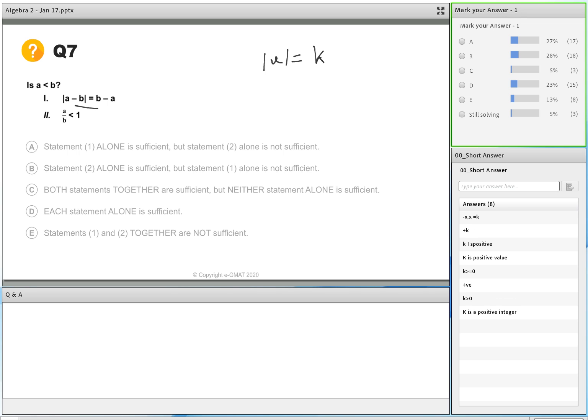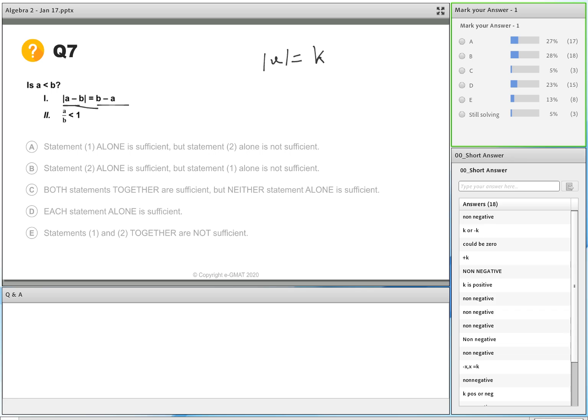So is K a positive integer or is K a non-negative integer? Positive or non-negative? What is a better way to essentially say K to be? It's a non-negative integer, right? It can either be 0 or it can be a positive integer. In the same statement, what we see is mod of something is equal to B minus A.